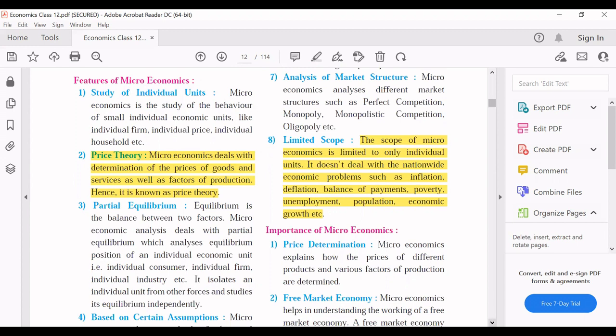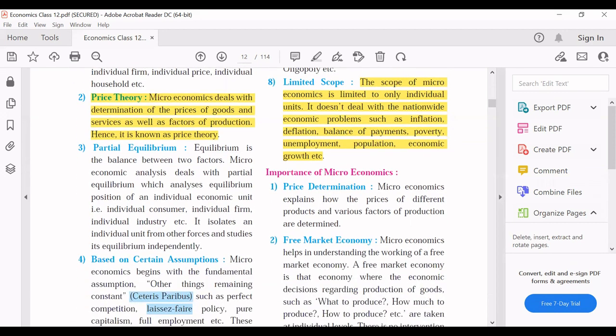Because it is only studying the individual economic unit, it only analyzes the equilibrium position of an individual economic unit. Therefore, it is dealing with partial equilibrium. It isolates an individual unit from other forces and studies its equilibrium independently. Therefore, we can say it is partial equilibrium.